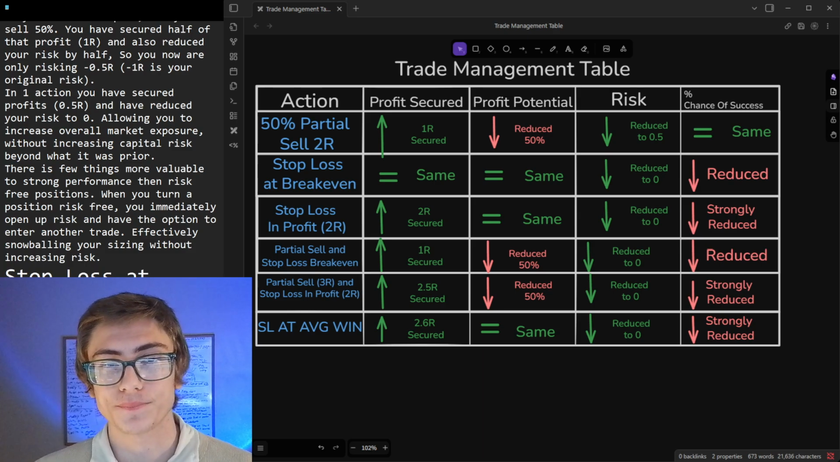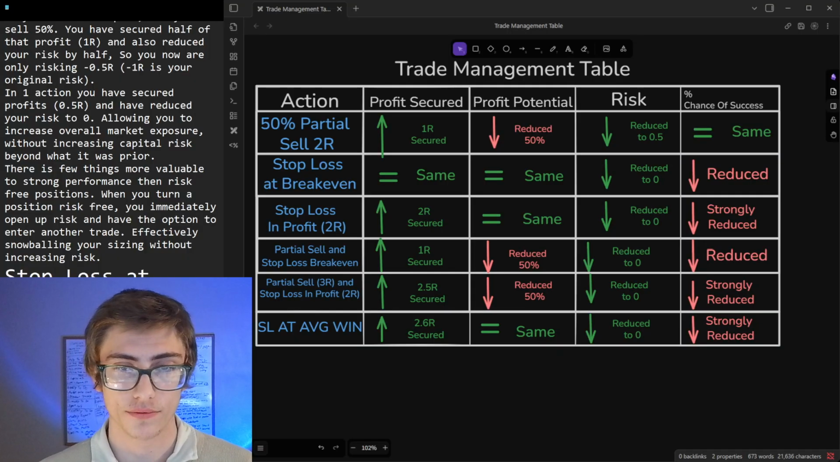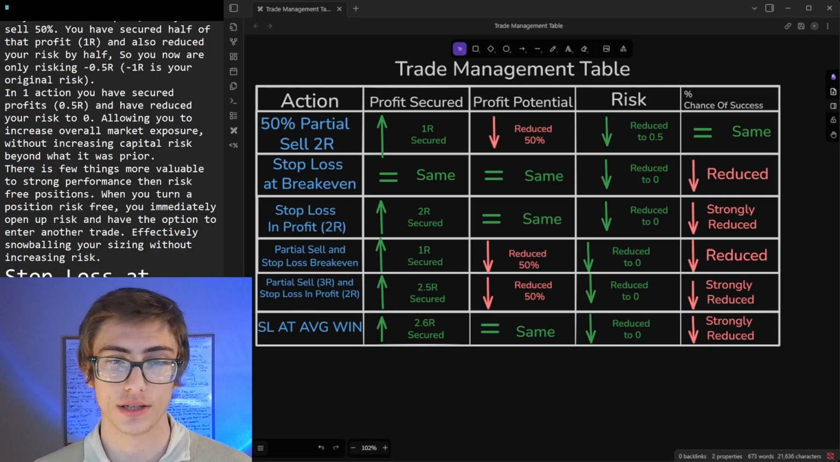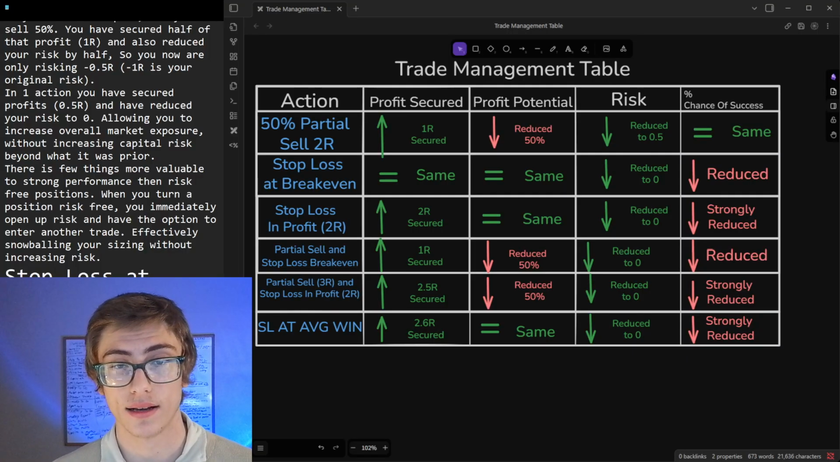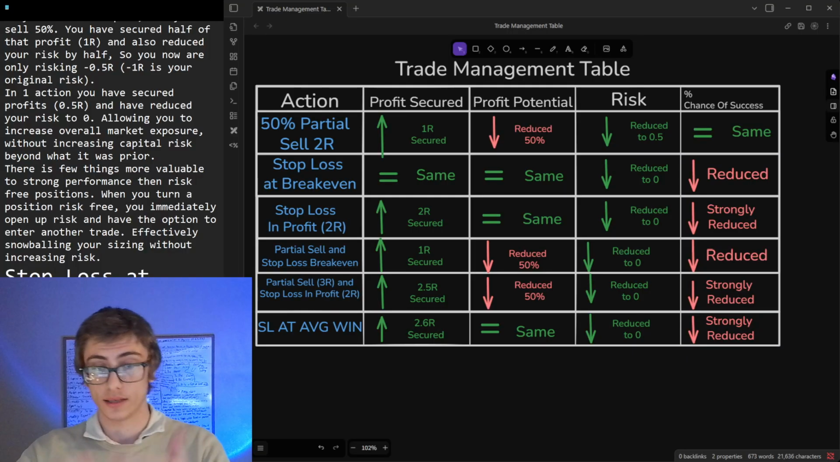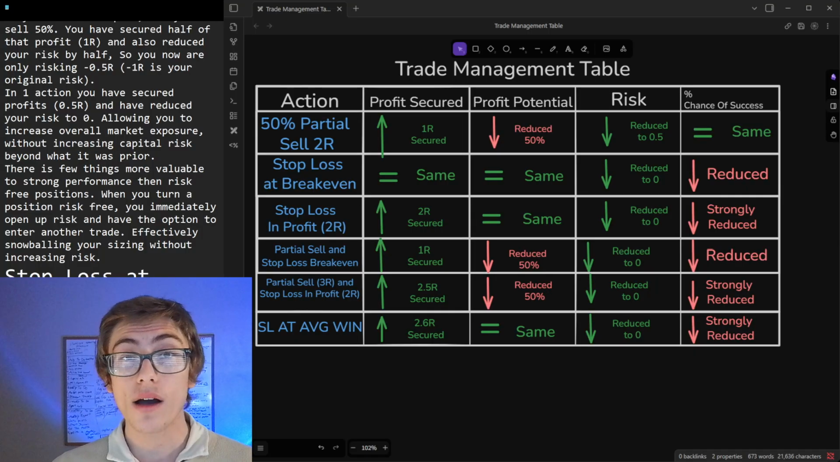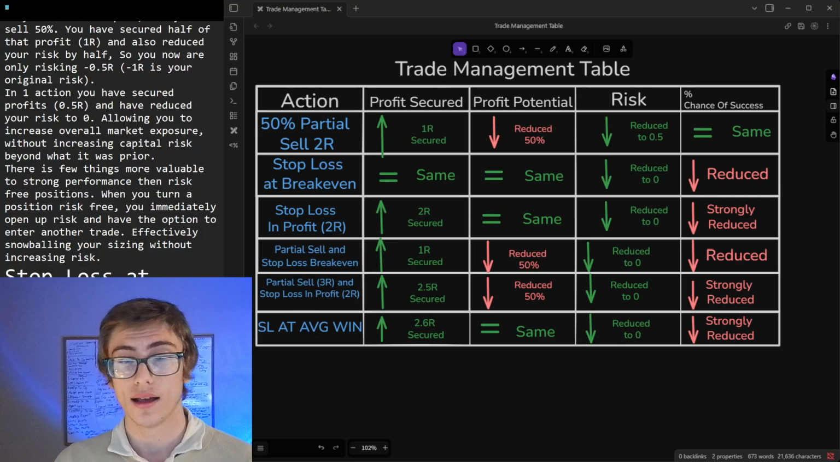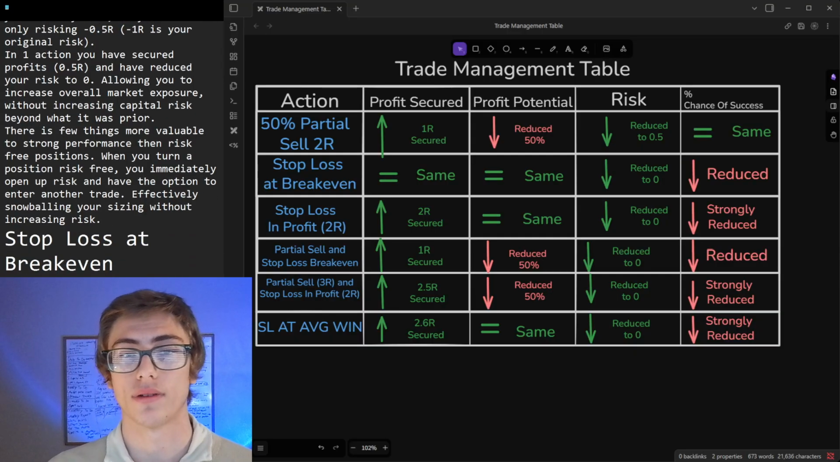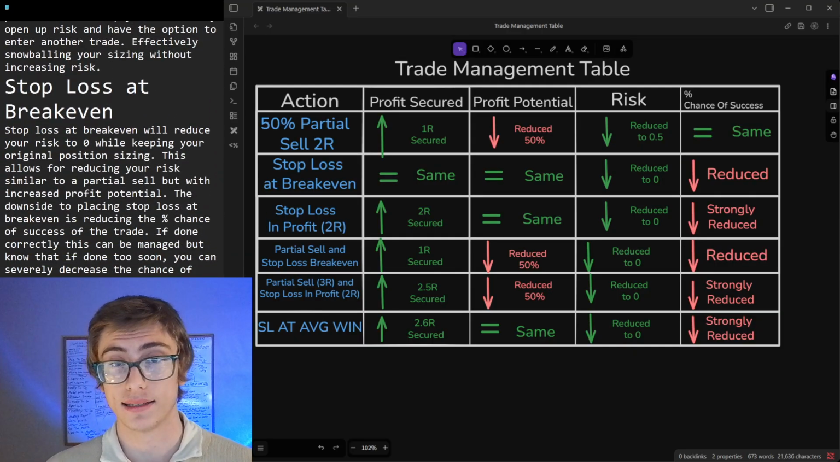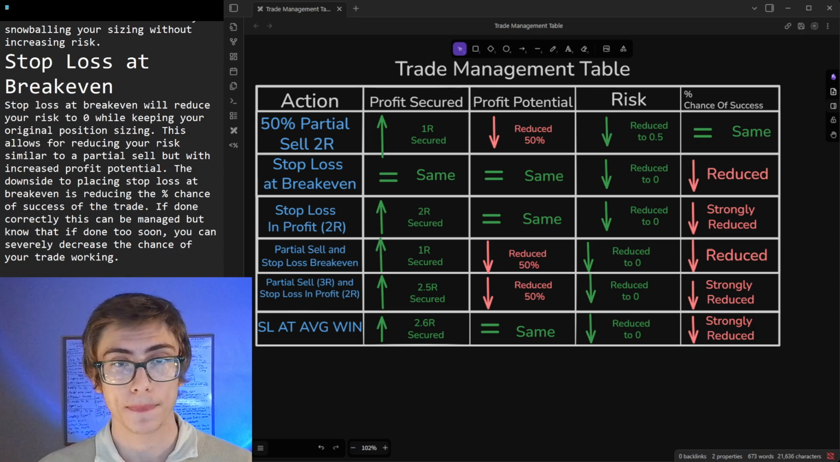There are few things more valuable to strong performance than risk-free positions. When you turn a position risk-free, you immediately have the option to enter another trade, effectively snowballing your sizing and your potential performance without increasing risk or increasing your potential drawdown. Absolutely incredible and practically an essential action to take to snowball your portfolio.